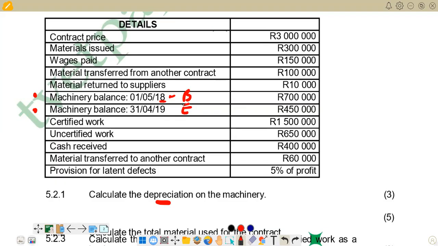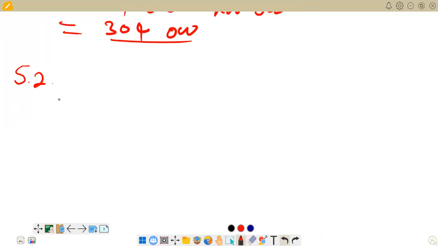So it means this machinery has lost value from 700,000 to 450,000. So to find the depreciation, you just find the difference between the two. That is 700,000 minus 450,000, and then you get your depreciation. So that's how we are going to calculate that one on 5.2.1. This is 5.2.1, and we are saying depreciation.